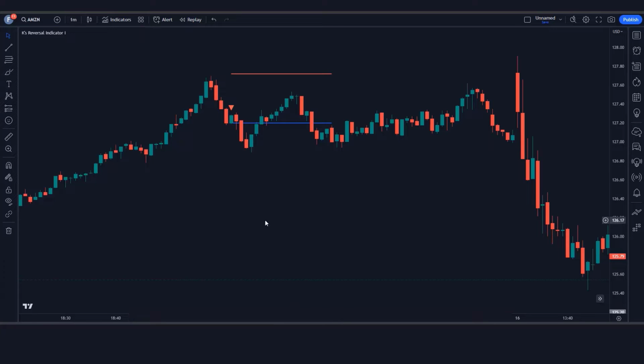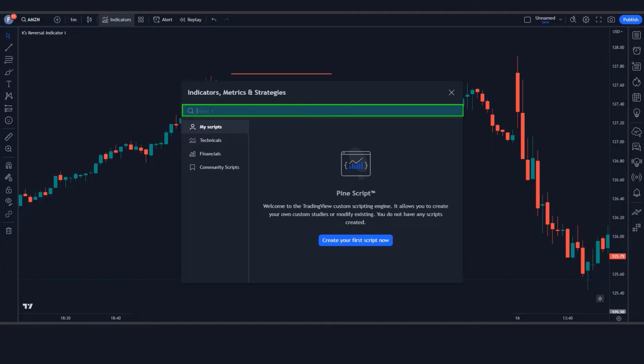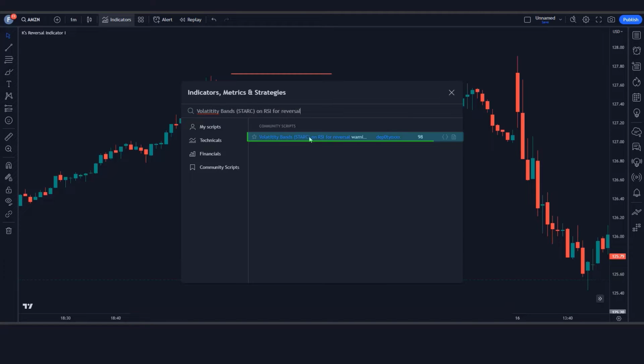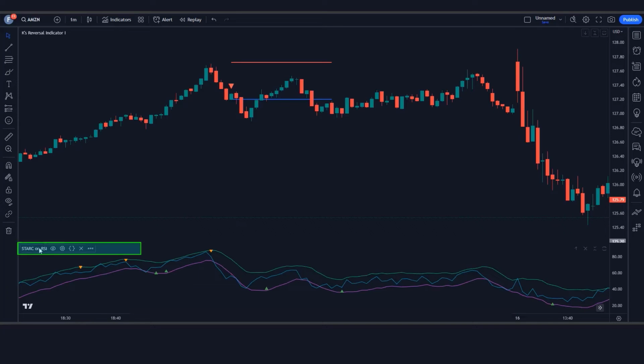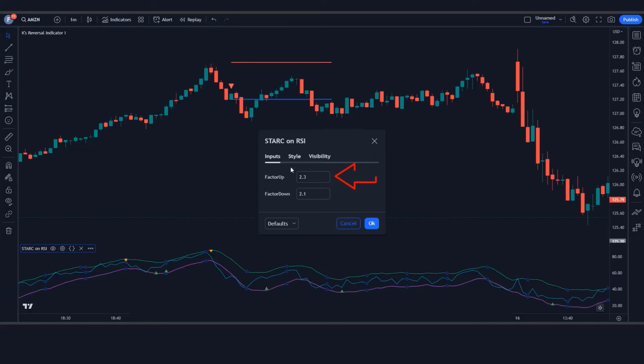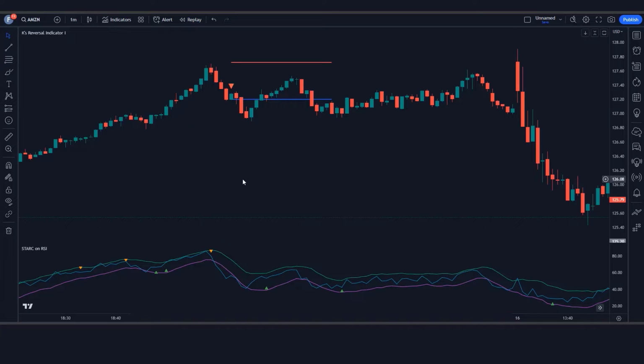After that, we have to apply another indicator on the chart. We will search volatility bands in the search box of TradingView. After that, we have to click on the volatility bands option, in which we have to change some settings. We have to change the factor up option from 2.3 to 2. We have to change the factor down option from 2.1 to 2. Now our setup is ready.